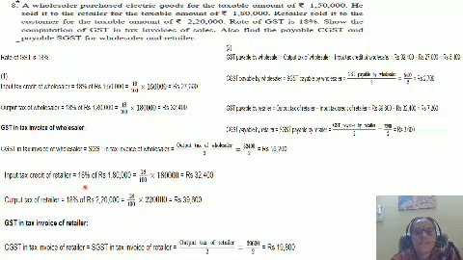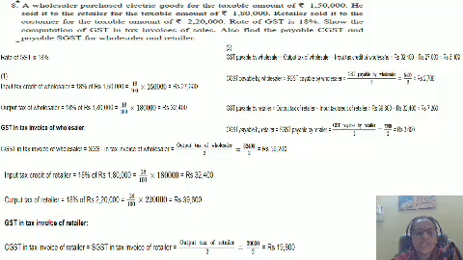Now input tax credit of retailer, 18% of 1,80,000. Calculated, 32,400. Output tax of retailer. It is 18% of 2,20,000. So it is 39,600.